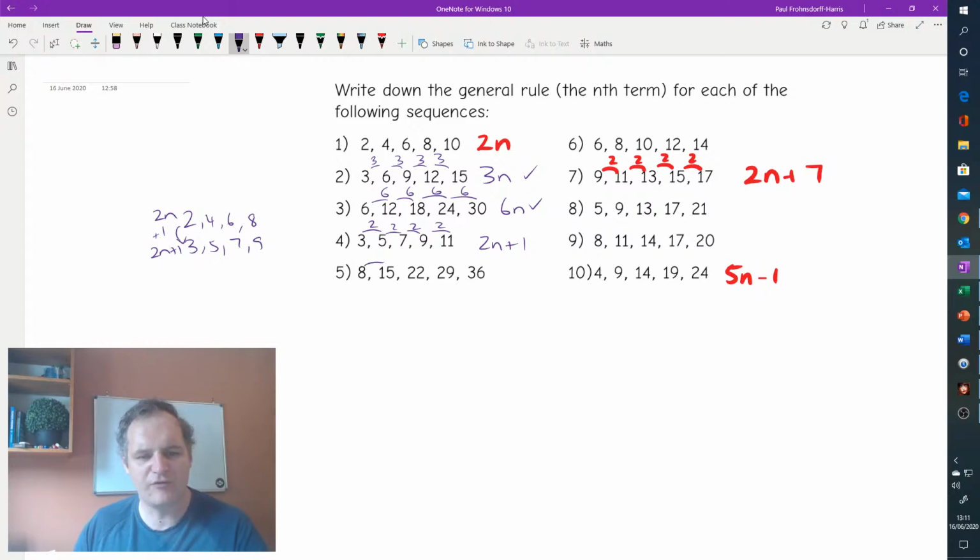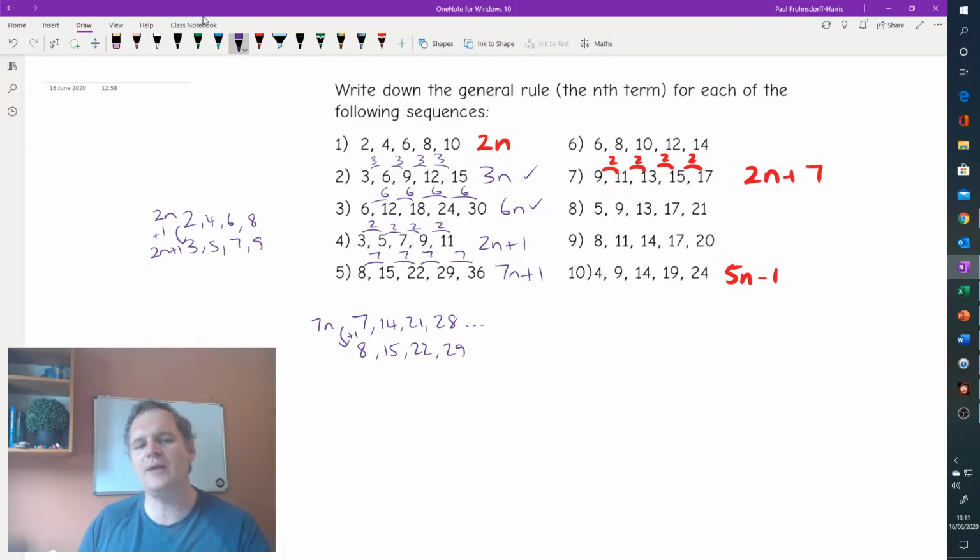This gap, find the gap, and the gap is 7, 7, 7, 7. Then once we've found the gap, it's going to be 7n. That we then write the 7 times table, 7, 14, 21, 28, but we want 8, 15. We don't want those first numbers, we want the second numbers. So we're going to go, that is 7n, so this has been added 1. So it's 7n plus 1.